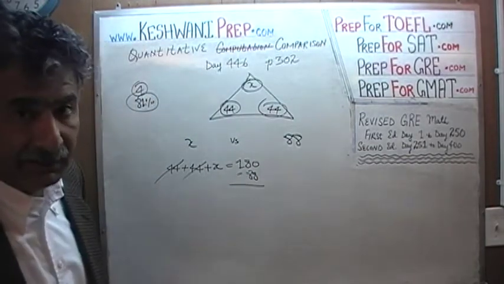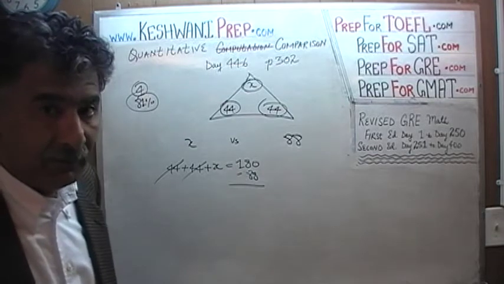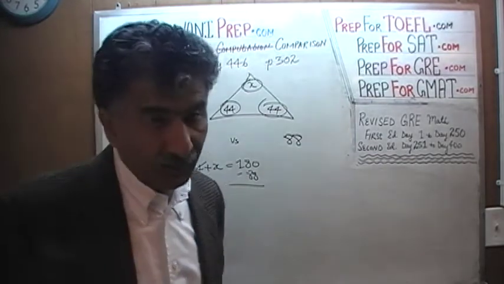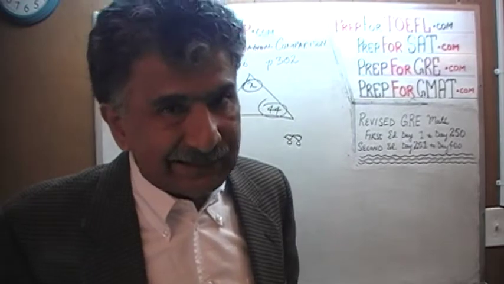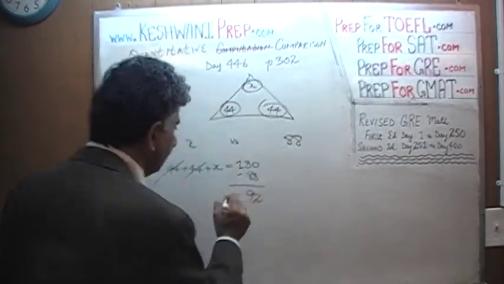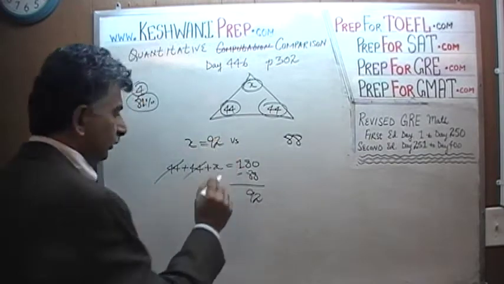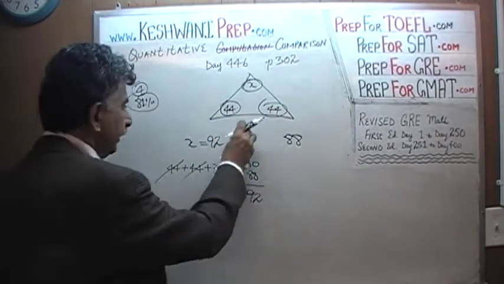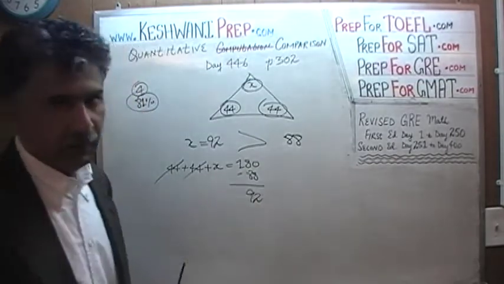180 minus 90 would have been 90, that I do know. Therefore, 180 minus 88, because 88 is 2 less than 90, is going to be 92. X equals 92. And 92, of course, is greater than 88. The answer is A.